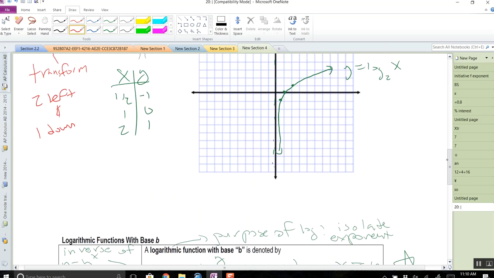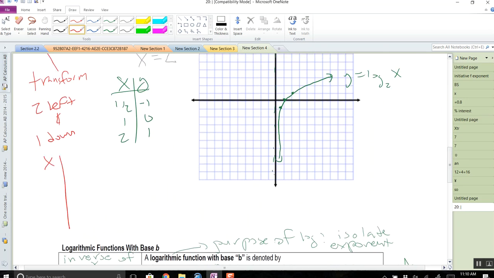So your new table looks like this. Basically, you need to do x minus 2 and y minus 1. You've got to take 2 away from x, which is going 2 left. The plus 2 next to x means 2 left. The minus 1 on the outside means 1 down. So that's negative 1.5, negative 1 and 0, and -2, -1, and 0.